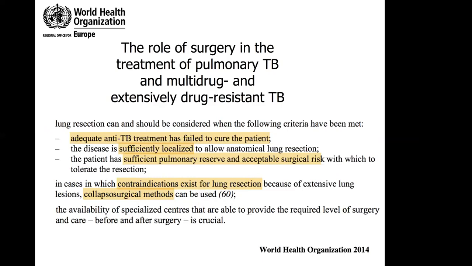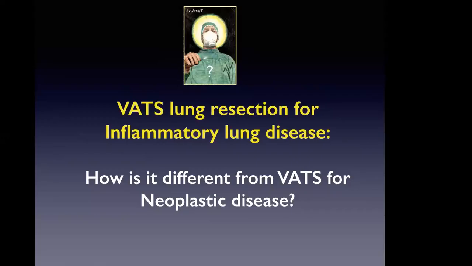So if we consider surgery for TB, you should have had adequate anti-TB treatment that has failed to cure the patient, so failure of medical management. But the disease should be sufficiently localized, maybe to just one lobe or one lung, and there should be a sufficient pulmonary reserve and good surgical risk. If contraindications exist for lung resection, then collapse therapy like thoracoplasties can be used.